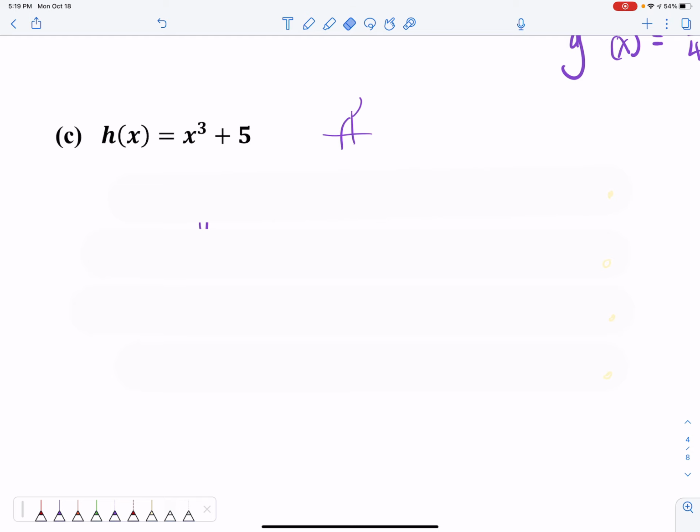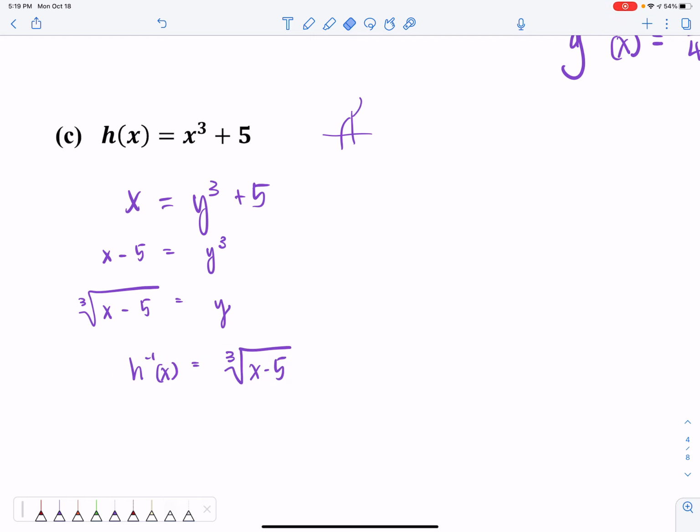So let's find the inverse. Step number 1, let's trade x and y. Step number 2, let's solve for the new y. This is a 2-part step here. So I subtracted 5 on both sides, and now I need to take the cube root of both sides. And then the last thing is you can't leave it as y equals. You need to make sure that you replace that y with, in this case, h inverse, because it started out being an h of x function.